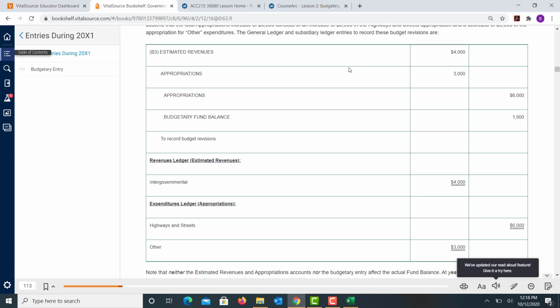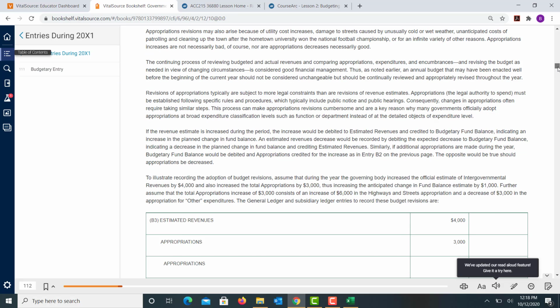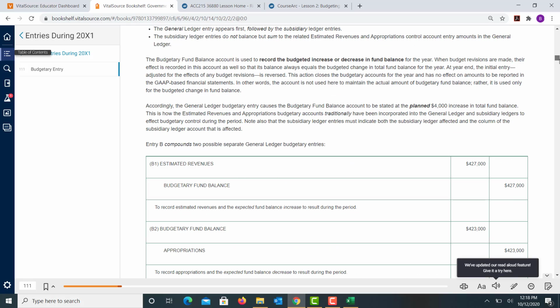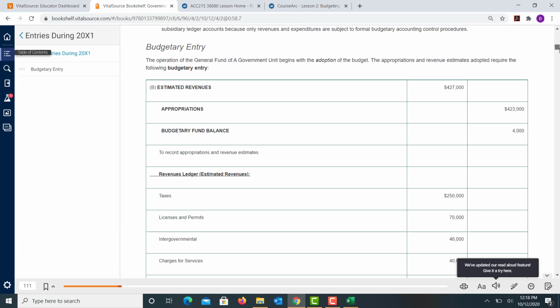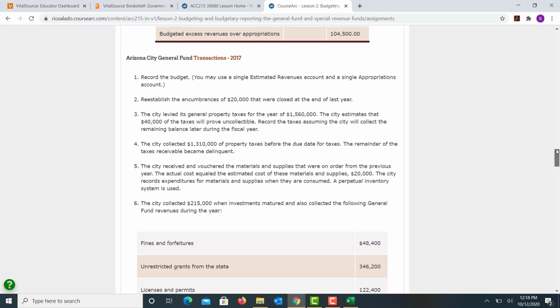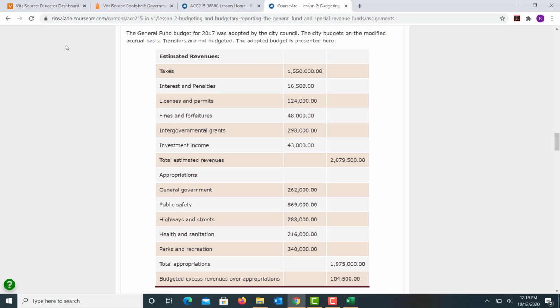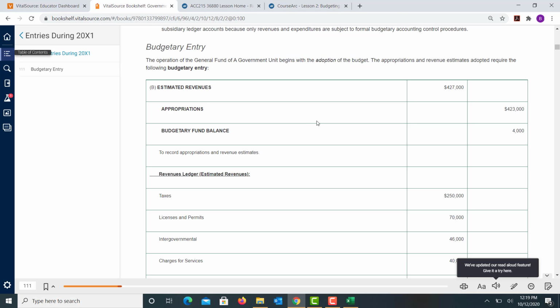So starting on page 111, that talks about the budget entry, you will see here that it gives you a bunch of estimates. So this is particularly what you've seen right here, your estimates. And then you can see the journal entry here where it talks about the recording of the estimated revenues and the appropriations, and the budgetary fund balance is going to be your plug-in for the difference.